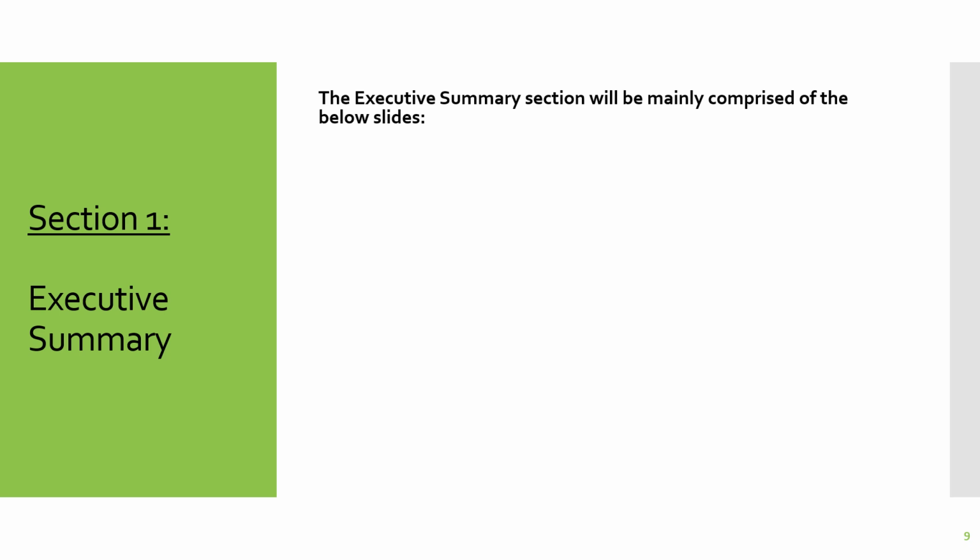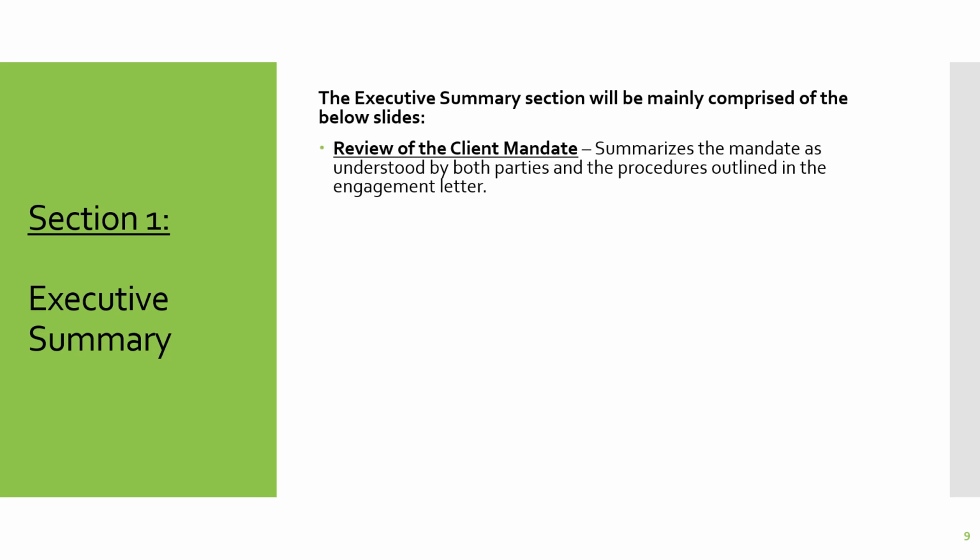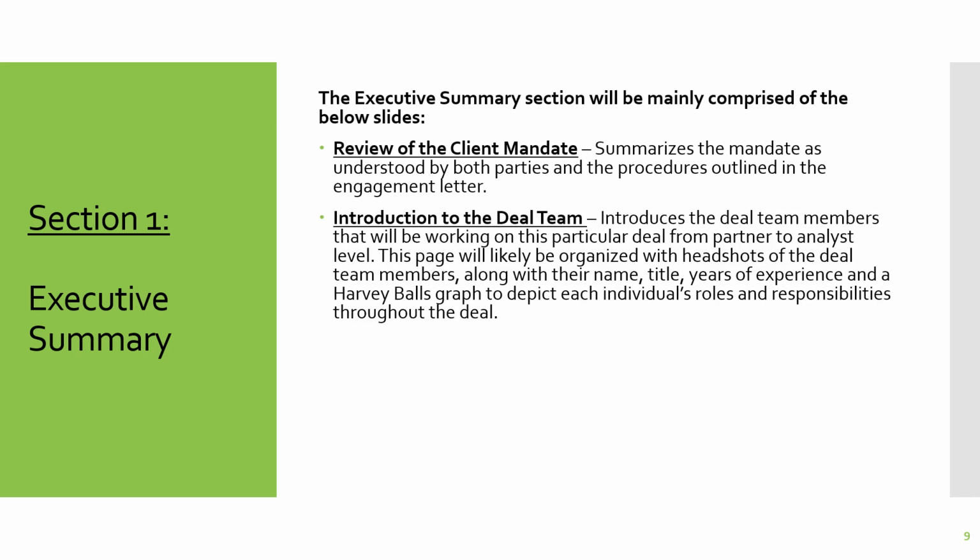Section 1, executive summary. This section will likely be comprised of the below slides. Review of the client mandate. This summarizes the client mandate understood by both parties and the procedures outlined in the engagement letter. Introduction of the deal team. This introduces the deal team members that will be working on this particular deal, from partner to analyst.